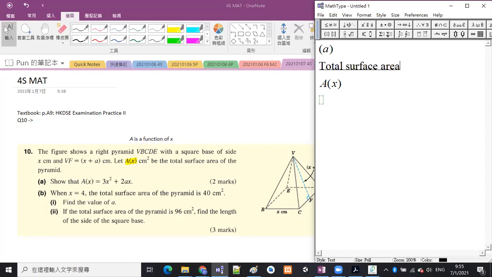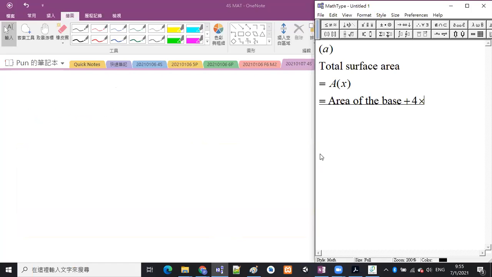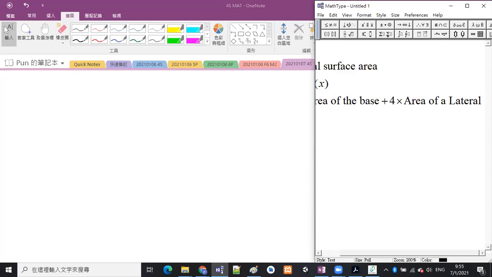The total surface area, A(x), is calculated as the area of the base plus 4 times the area of a lateral face. Can you get this?